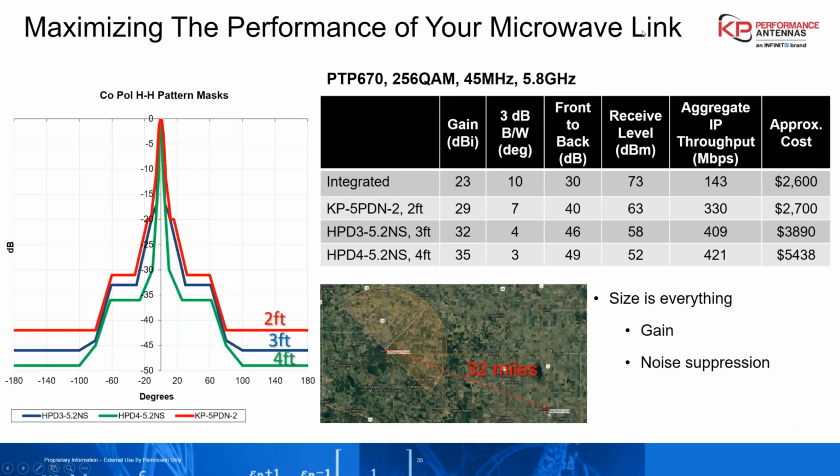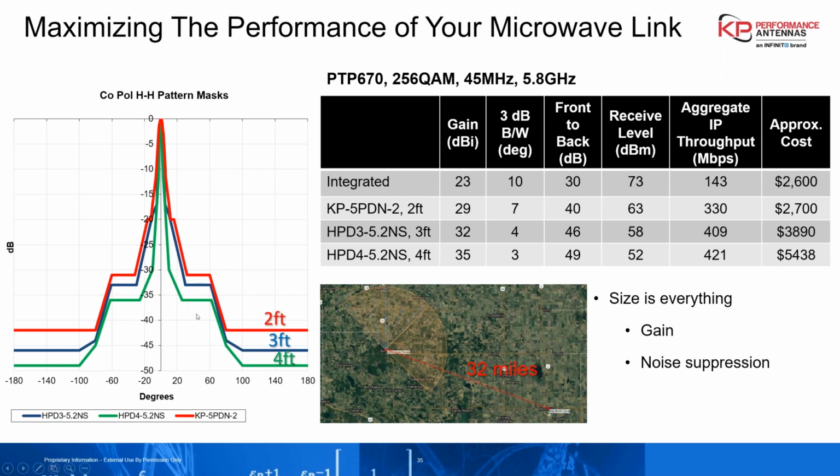Same thing with your point-to-point microwave link. You're going to see a substantial difference between going from, let's say, an integrated CP all the way up to a KP 2-foot dish, all the way up to, I'm showing here, Radio Wave's 3-foot and 4-foot dish as examples, but it's not just the increase of the gain. Yes, the gain is going to go from 23 to 35. That's going to be massive on your throughput.